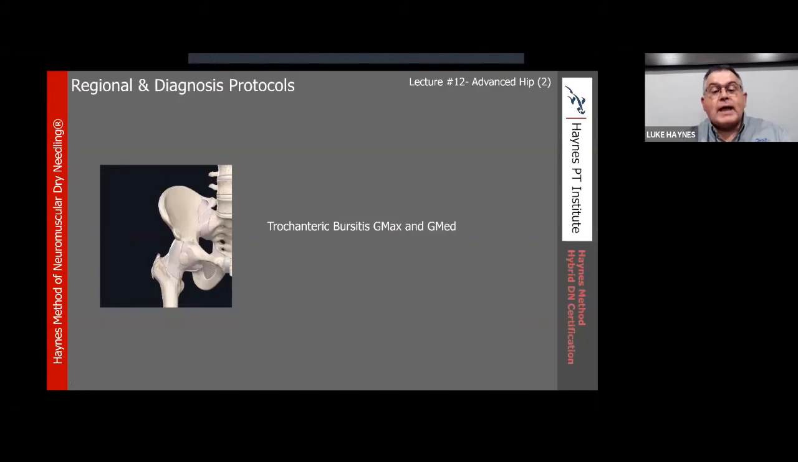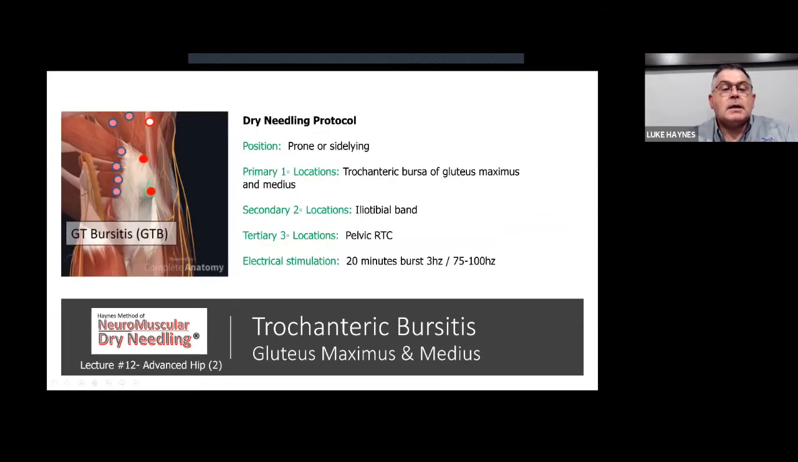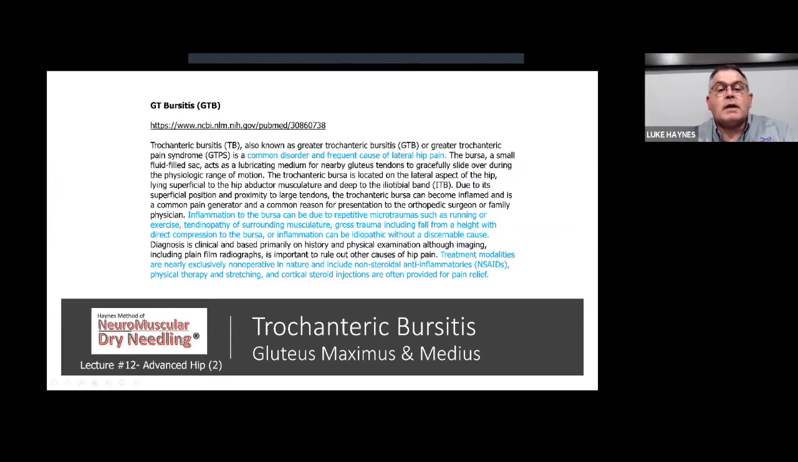So then to the trochanteric bursitis of gluteus maximus and gluteus medius. It's a common disorder, frequently a cause of lateral hip pain. We've all seen this. We've all heard this. We've all seen our patients get injections for this.